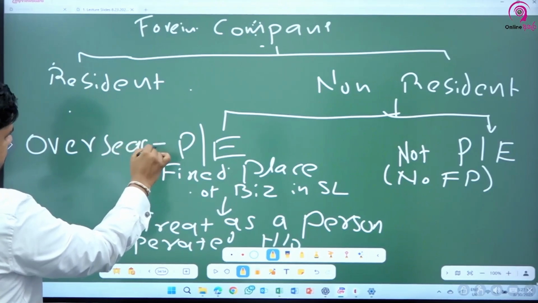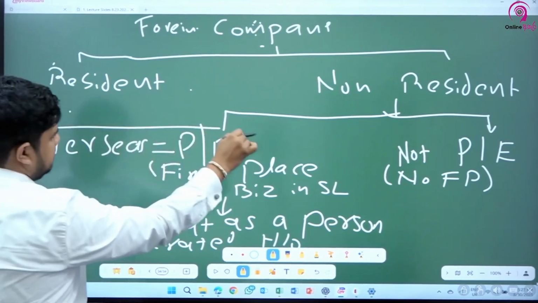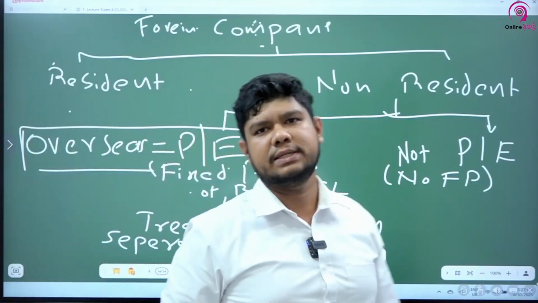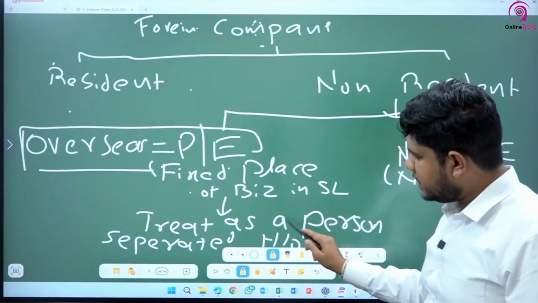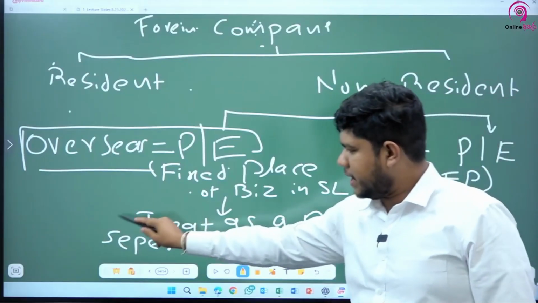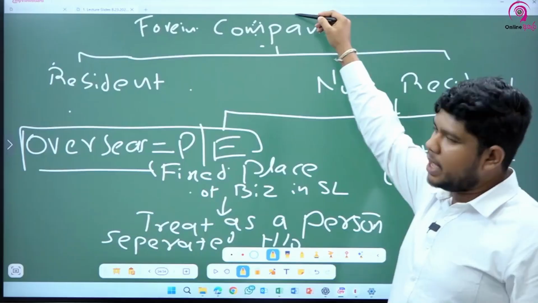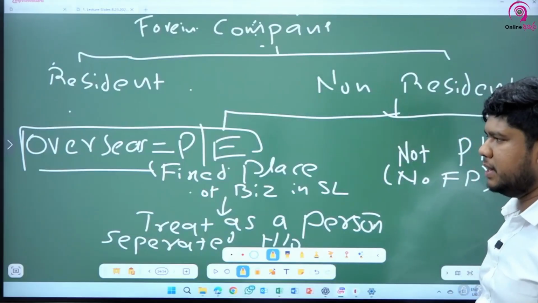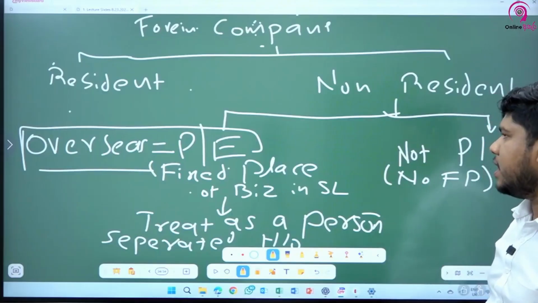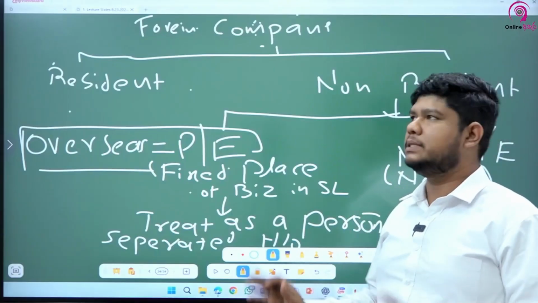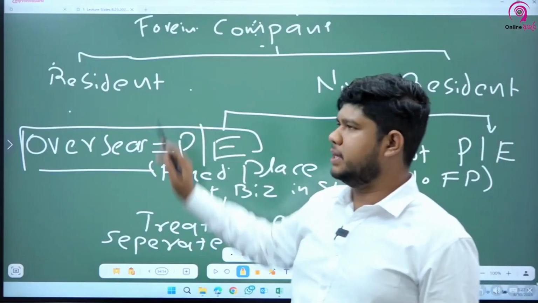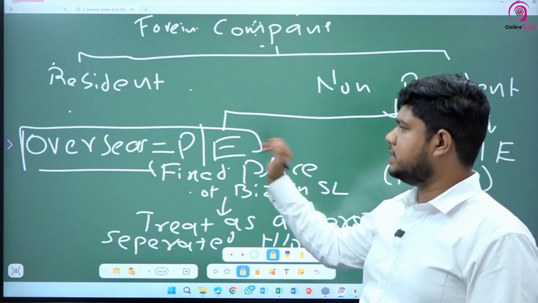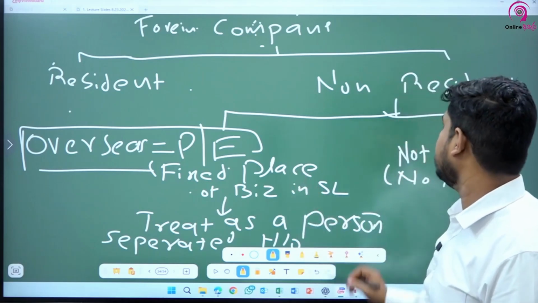Overseas. Now always remember, overseas company equals PE. If it is an overseas company in Sri Lanka, that's a PE. So it is treated as a separate person from its head office. Business income and all other income are calculated in a similar way as for a resident person, but only to the extent of source in Sri Lanka.